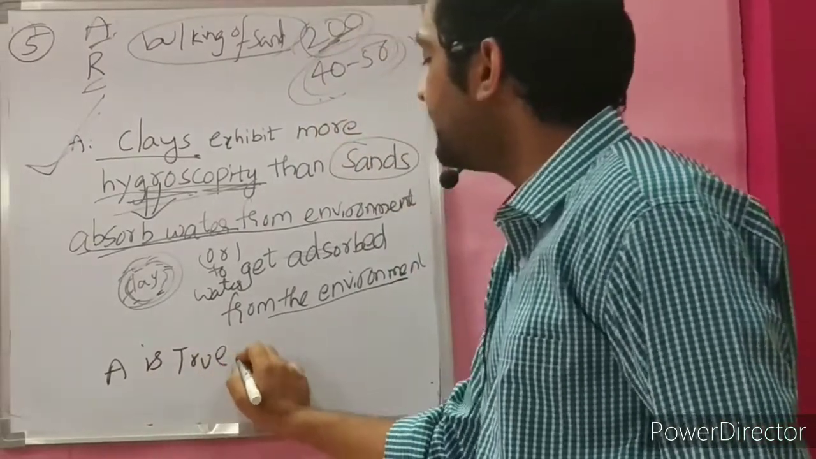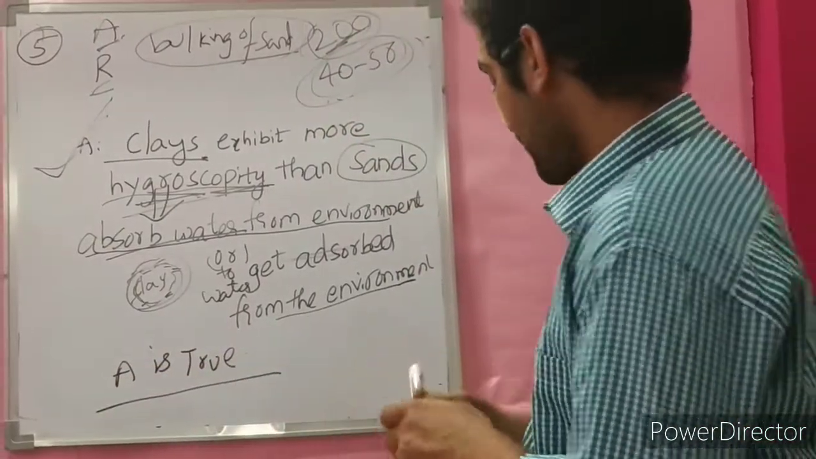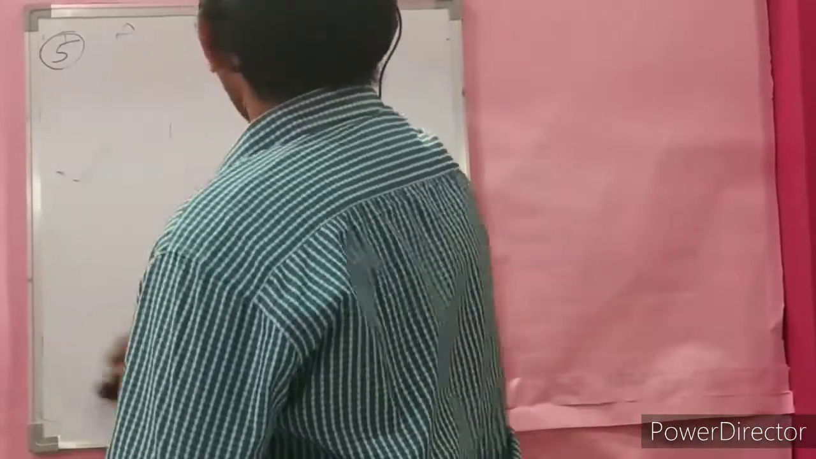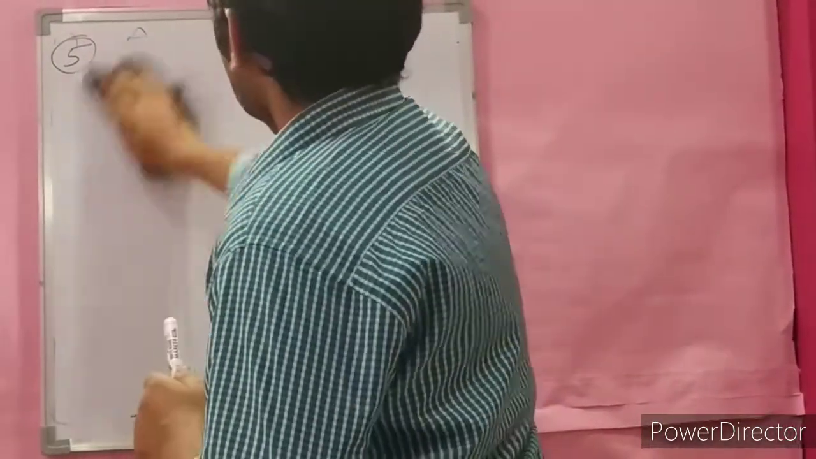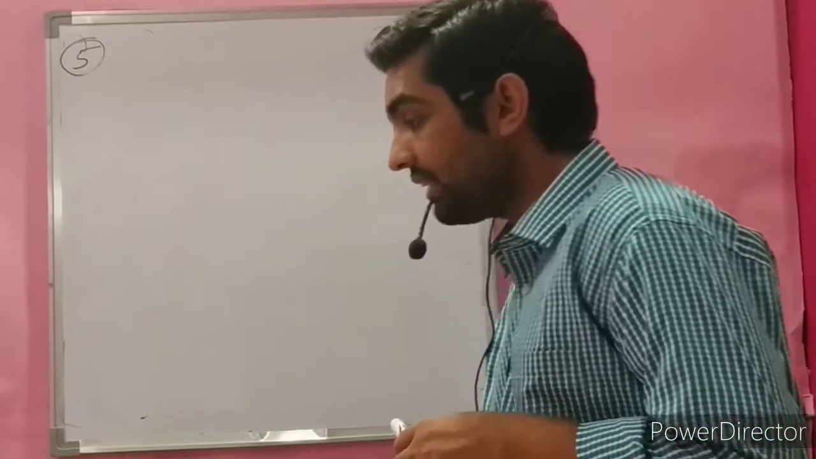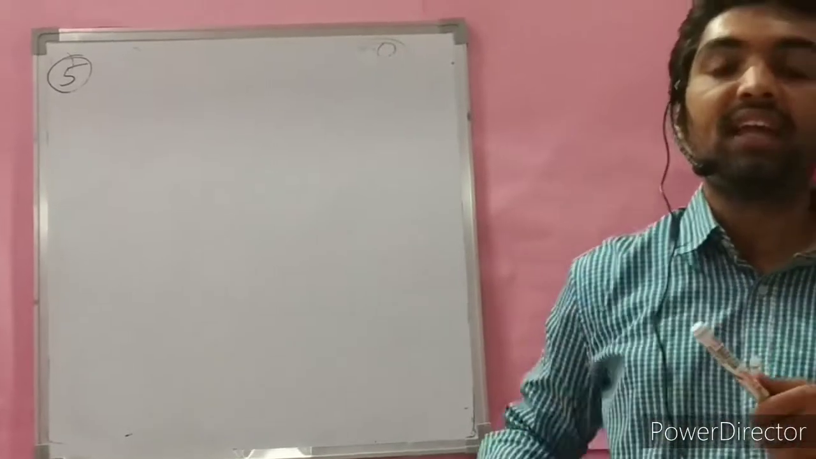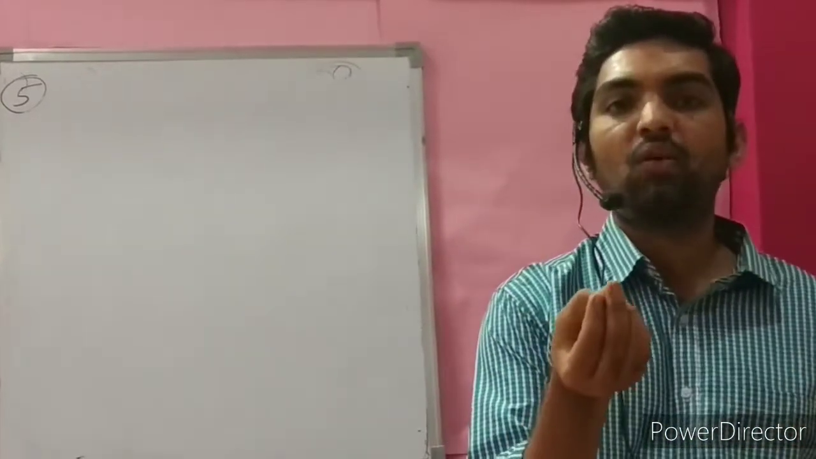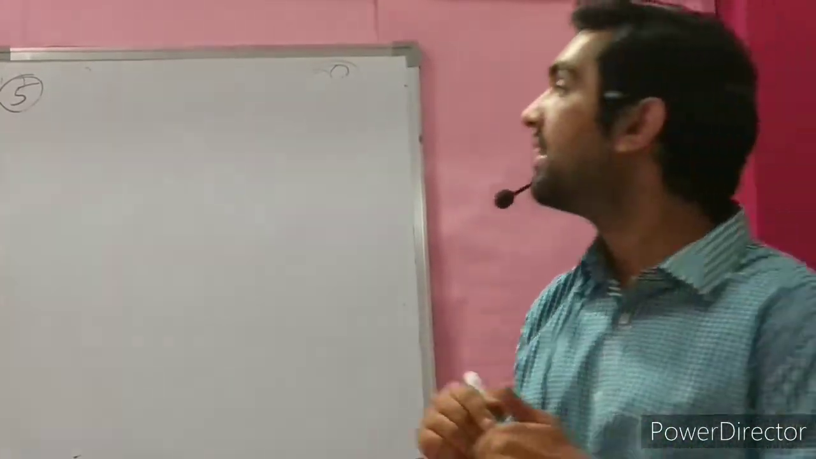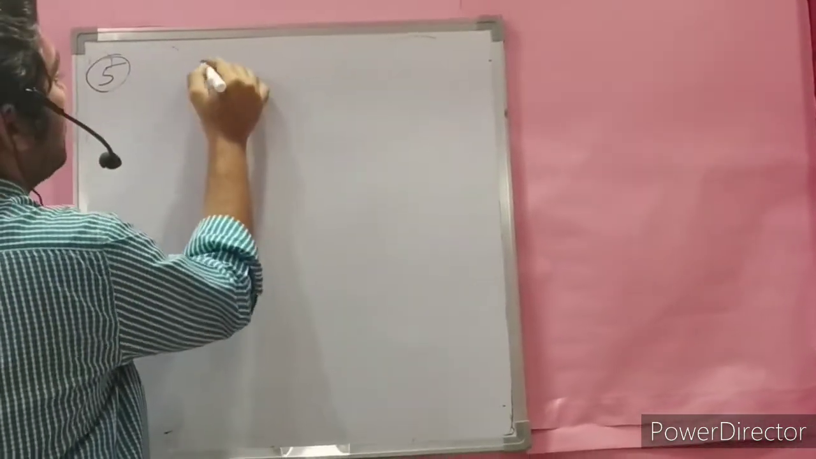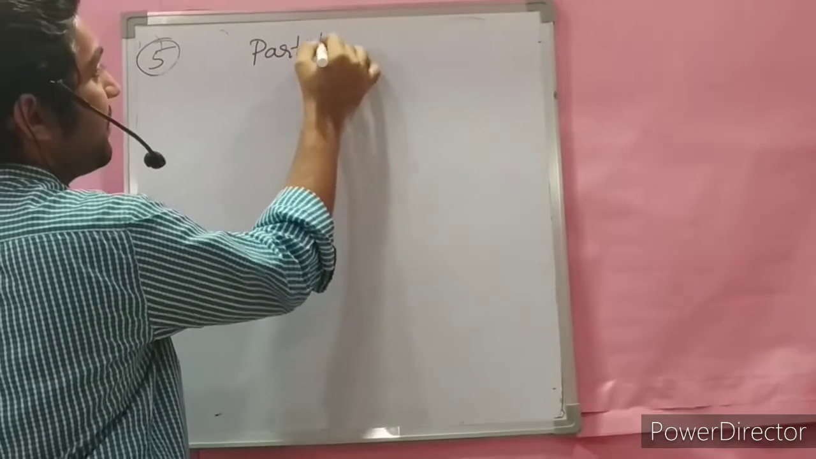Then we will go for the reasoning. What is the reasoning? R is given as: clays are colloidal in nature and consequently the specific surface area is very high. Yes, clays are very colloidal particles, small particles. You can see here the particle size. You can make a note here.